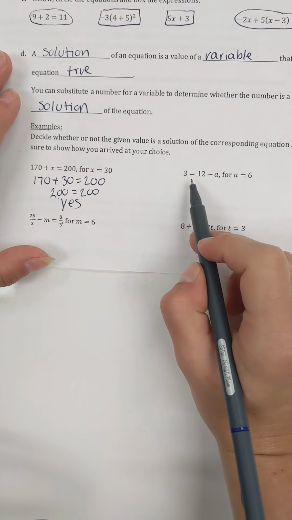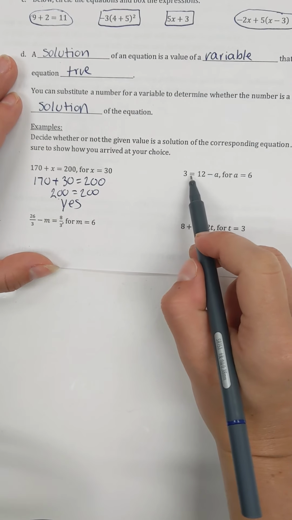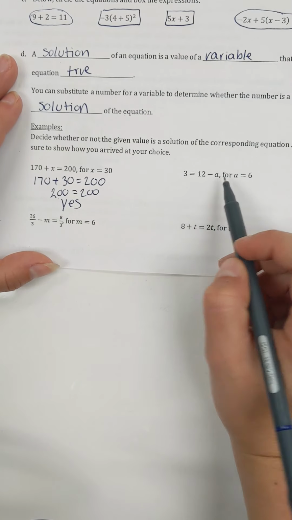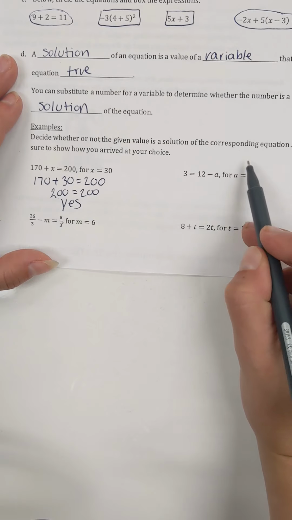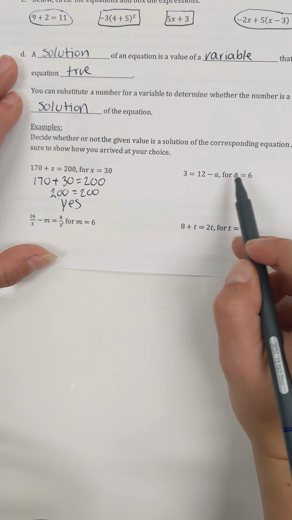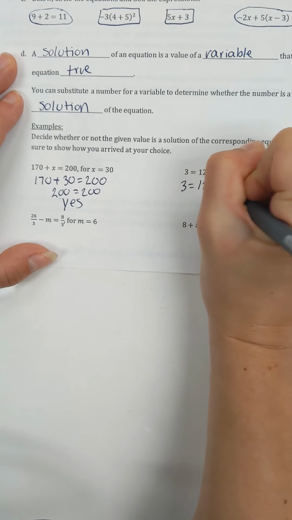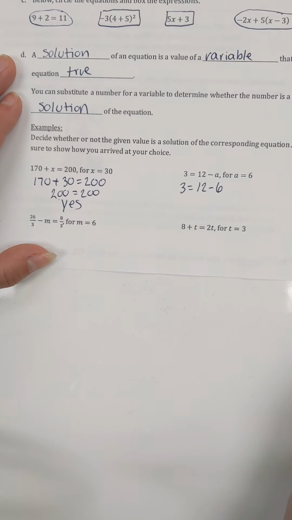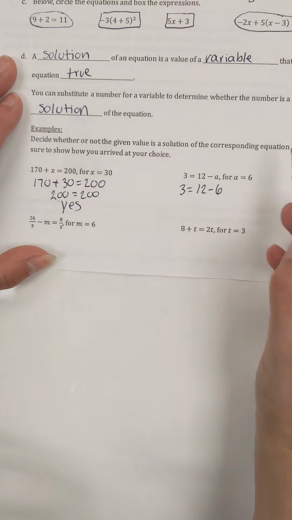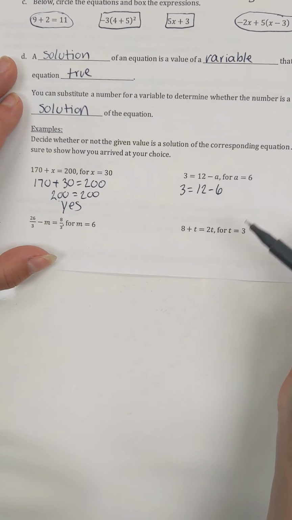Now we're going to come over here to this next one. We're going to see if 3 is equal to 12 minus a when a equals 6. So we're going to see if a equaling 6 is that solution. So I'm going to see if 3 is equal to 12 minus 6. So let's see if 6 is the solution to this equation.